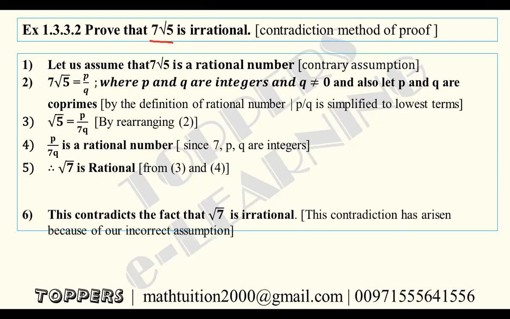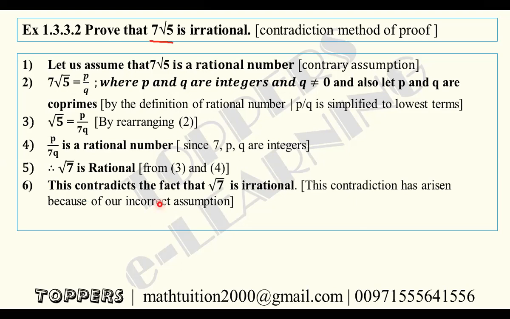Therefore, we can say this contradicts the fact that root 7 is irrational. This contradiction has arisen because of our incorrect assumption. Therefore, 7 root 5 is irrational. So we proved that 7 root 5 is an irrational number. Okay, fine. So we'll go for the next.